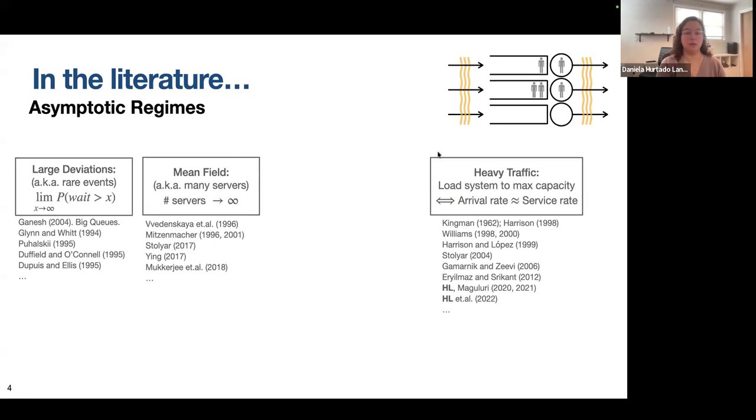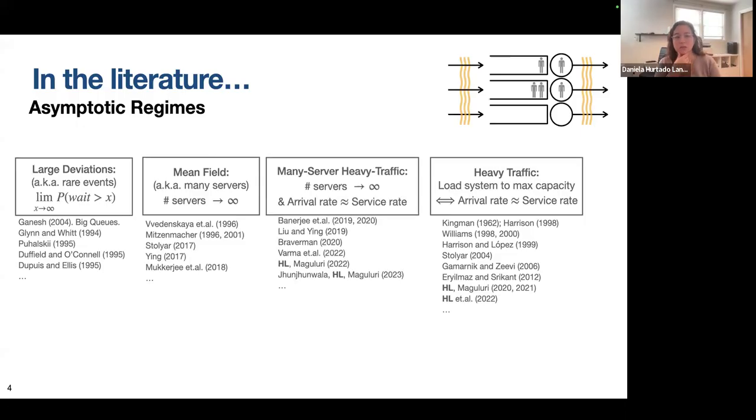And there's something in between these two that has had a lot of attention in recent years. It's called many server heavy traffic, where we take both the number of servers to infinity and the arrival rate to the service rate. And depending on the relationship between these two limits, right? We have different regimes such as Halfin-Whitt, non-degenerate slowdown, or in between. So as you can see, each one of these asymptotic regimes has a long line of literature here. Of course, I'm not listing everything. That's why I have dots everywhere.